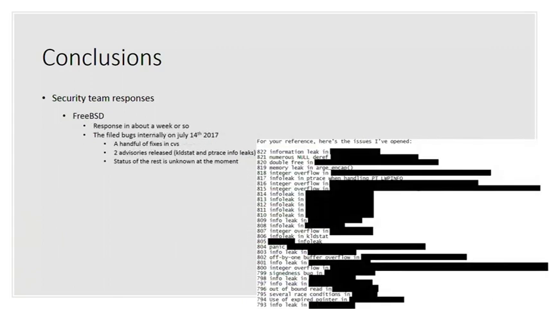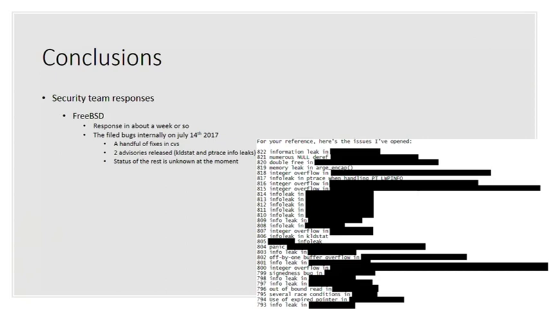So FreeBSD, how did that go? Well, it sort of started off similarly, where I got a response within, I don't know, a couple of days, maybe a week. And I got a message back from these guys saying, okay, we've seen all your bugs, and we filed them in our internal bug database. And this was July 14th, and sure enough, this is from the email. And I've blacked out what hasn't been fixed yet, or what I'm not quite sure of. There are 3 there that have been fixed, right?